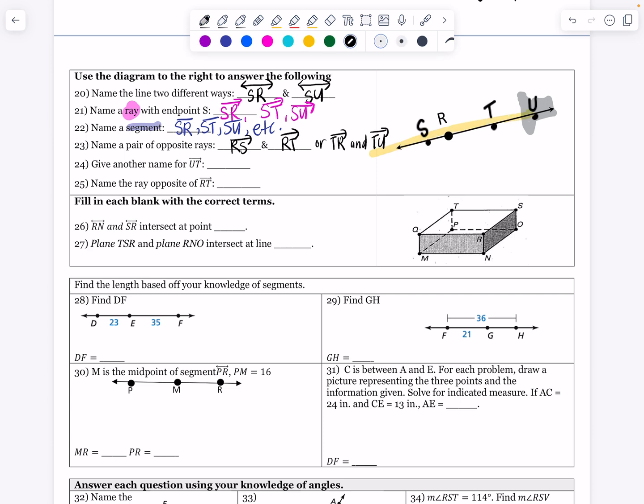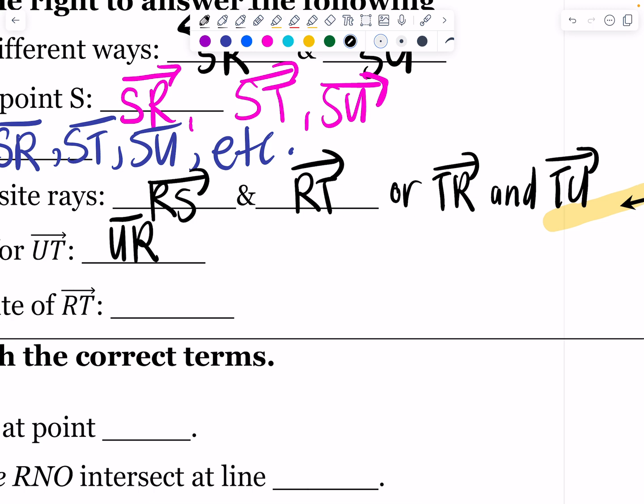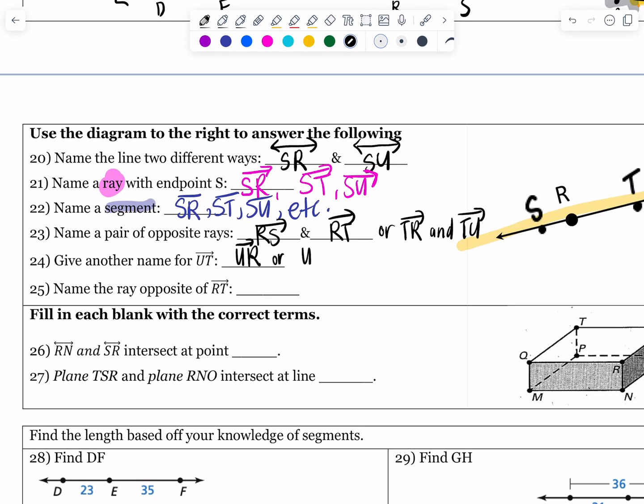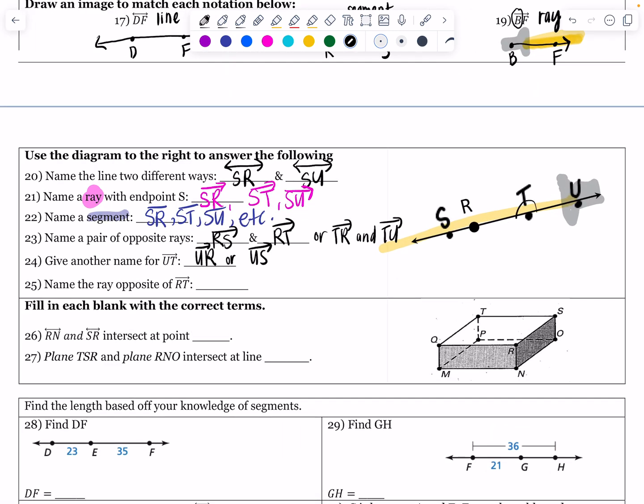So what else could I name that? Well, actually, there's two other points over there I could use. U through T would be the same thing as U through R. Or we could name U through S. Those name that exact same ray as U through T, because all three of these are going in the same direction. So think about it like a flashlight.